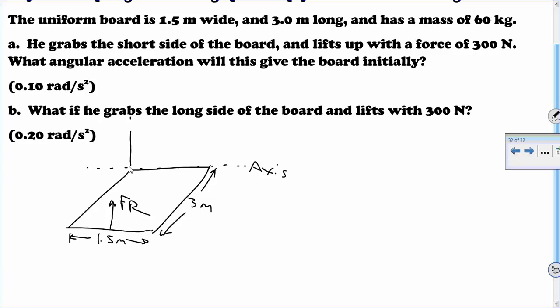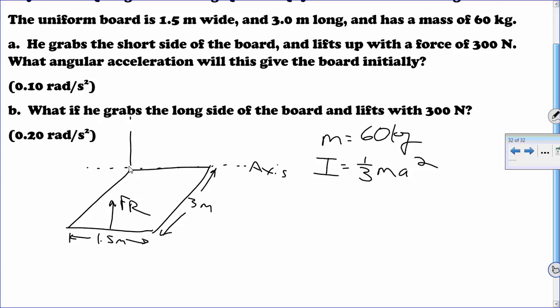The only reason I drew it this way is because we're going to need to use this to calculate our I. So here's what we know: the mass of the board is 60 kilograms. It's a slab, so our I is 1/3 M A squared, is that right from the sheet? Which dimension is A? Be careful. It's 3, because it's the side that is perpendicular to your axis. I drew my axis back here, so this side has to be A. Does everybody see that?